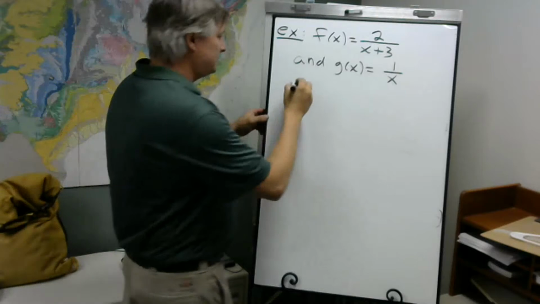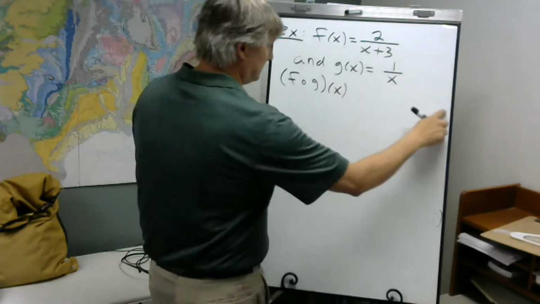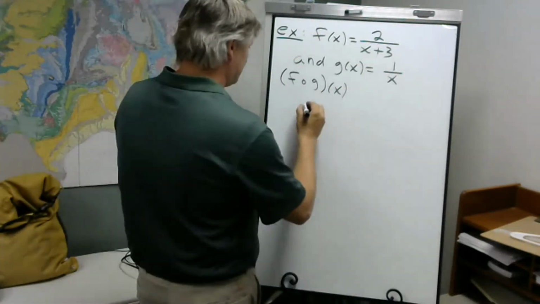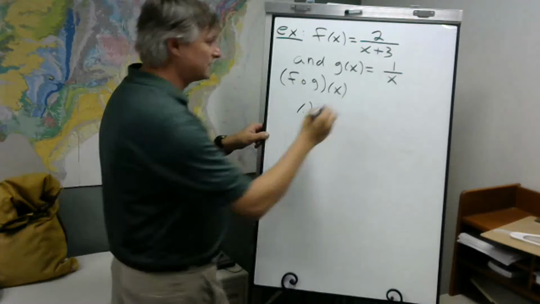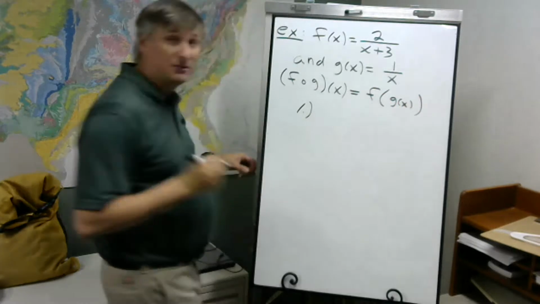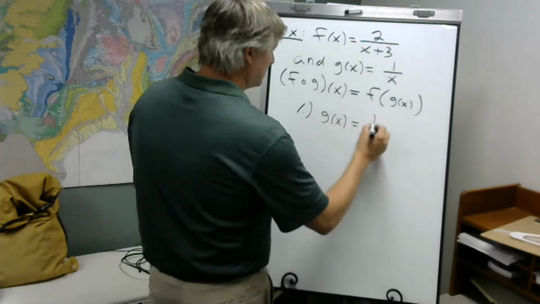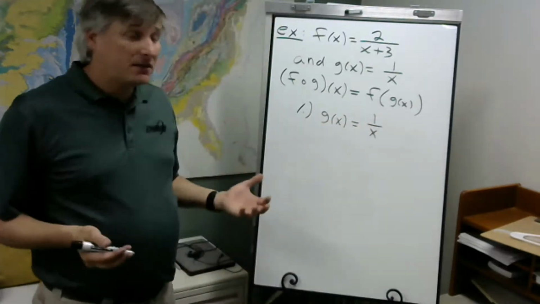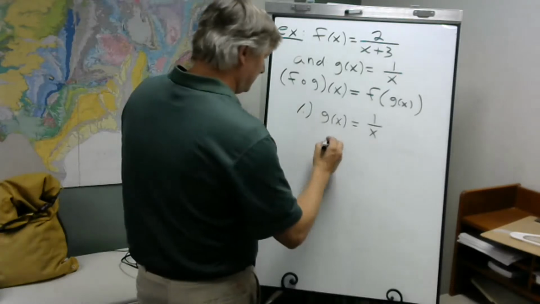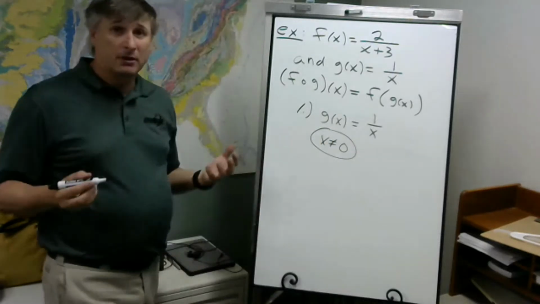Now for this one, let's look at F composition G. So for this one, are there restrictions on G of x? Now again, we're taking F, we're inserting G of x. So G of x is 1 over x. So first off, is there anything that causes G of x to blow up? And there is. X cannot equal 0. So there we go. We have a restriction.